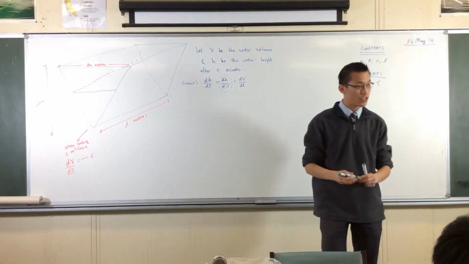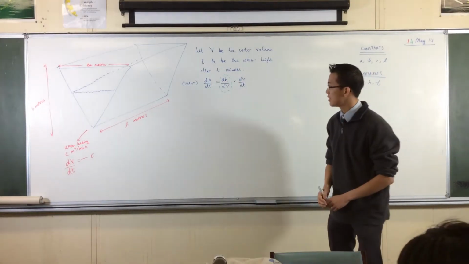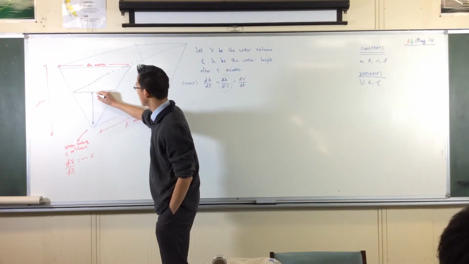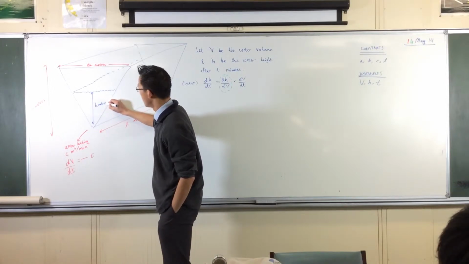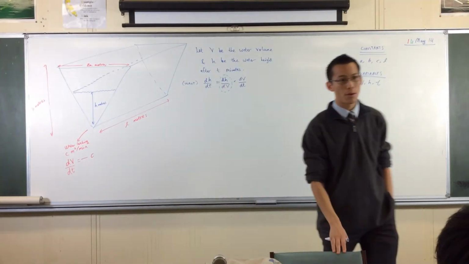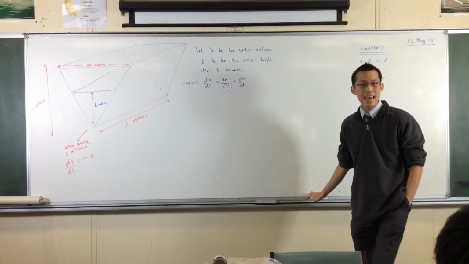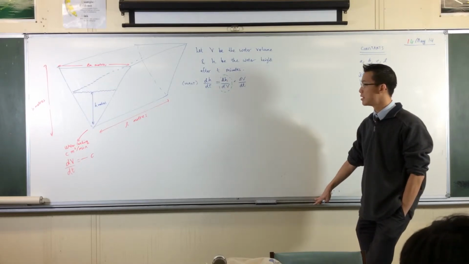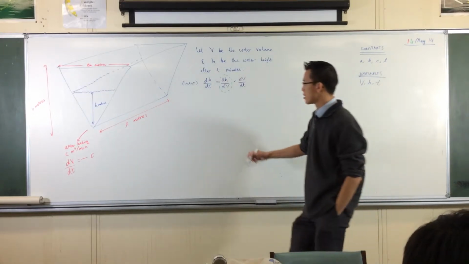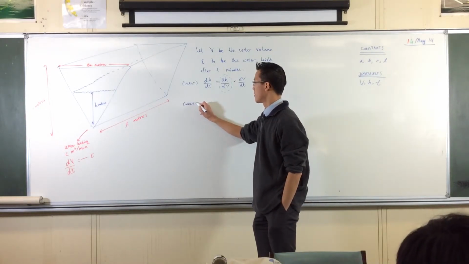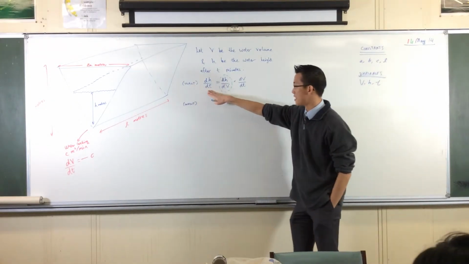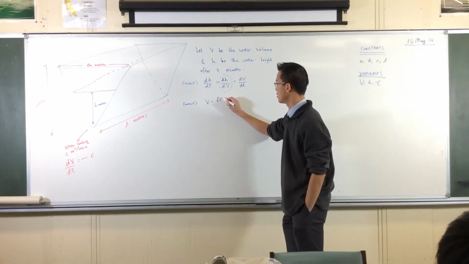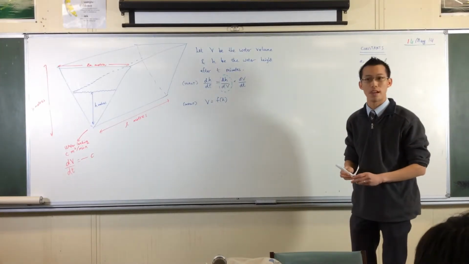Now, to try and work this out, I will need a relationship between v and h. So maybe I should put h on my diagram. There it is. So how will I form a relationship between v and h so that I can differentiate it? A relationship means what I want is v as a function of h. Does that make sense? And then I can differentiate.